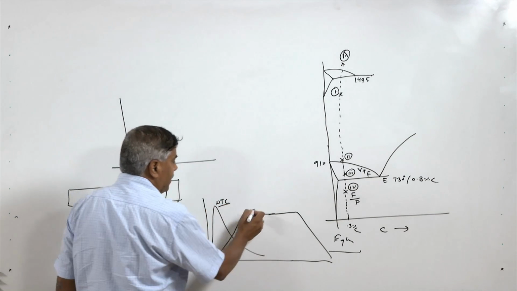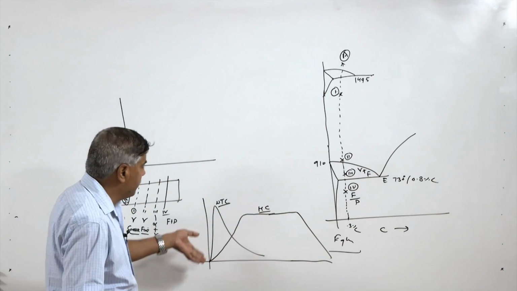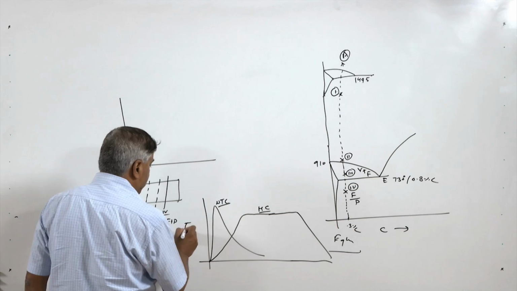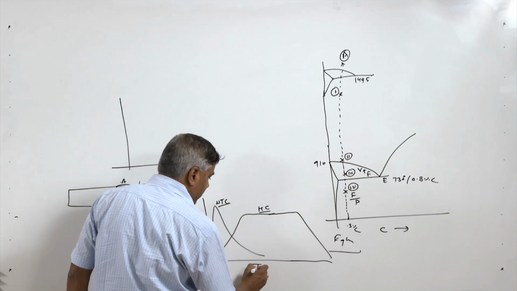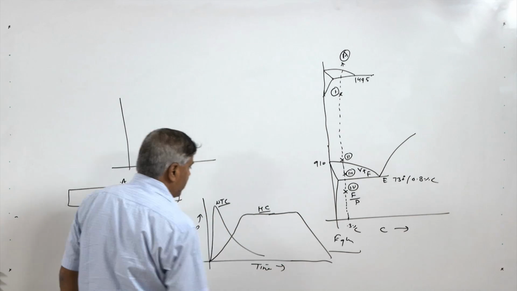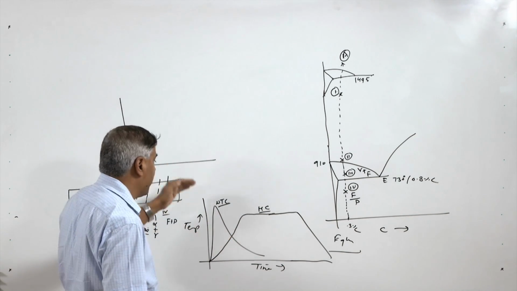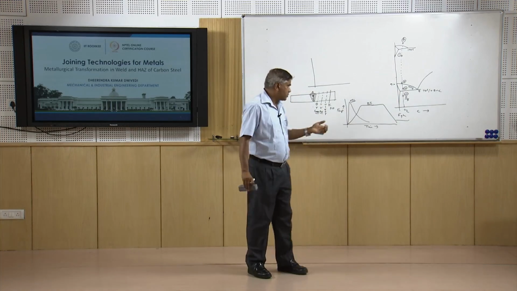The weld thermal cycle and the heat treatment cycles are different in terms of the way the temperature varies as a function of time. So here on the y axis we have temperature and on the x axis we have time. So the time is very short and the temperature is much higher, because heat treatment normally is performed in the austenitic state of most of the steels.